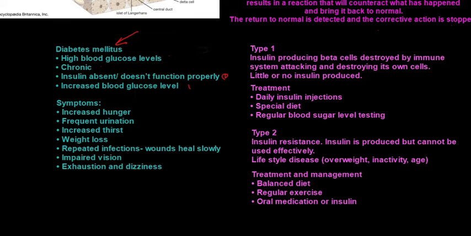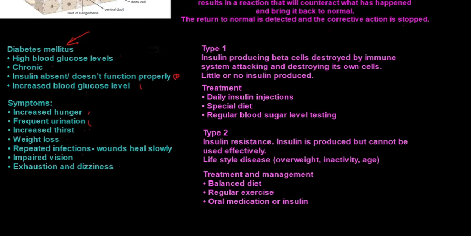The symptoms that are associated with diabetes are increased hunger, frequent urination, especially at night, and increased thirst. You are always thirsty. You cannot satisfy your thirst. There'll be weight loss, repeated infections, so wounds will heal very slowly. Instead of taking a week to heal, they can take 3-4 weeks. Impaired vision, exhaustion, and dizziness.